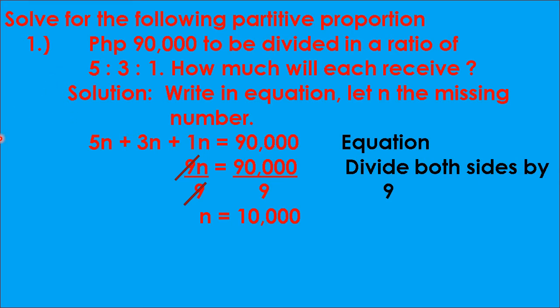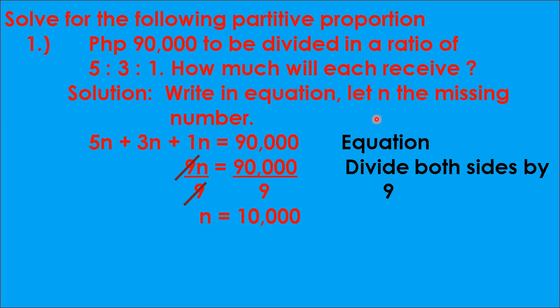Next, solve for the following partitive proportion. Number 1. 90,000 pesos to be divided in a ratio of 5:3:1. How much will each receive? Solution. So write an equation and let n be the missing number. So the equation is 5n plus 3n plus 1n is equal to 90,000. So this is our equation.